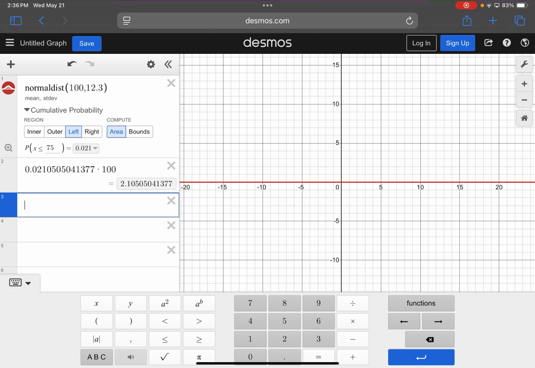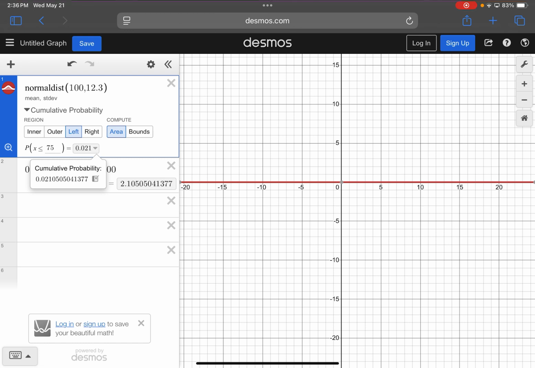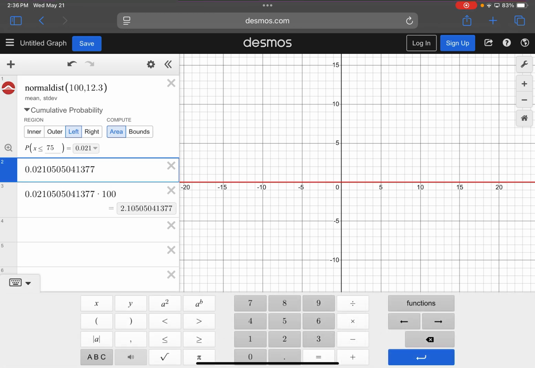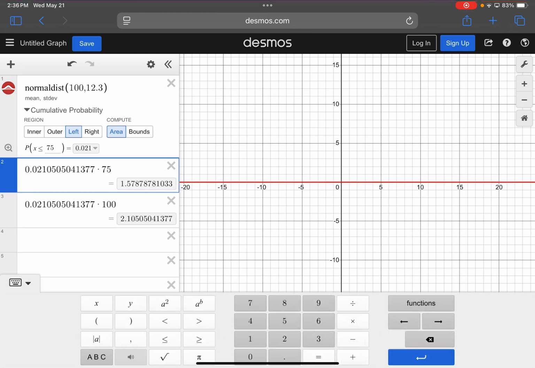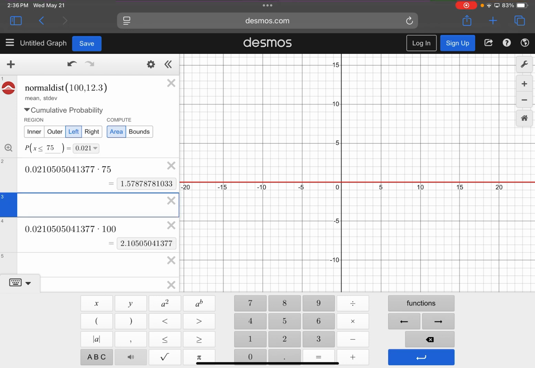So I should take this number, which is the decimal, times 75 people. And you probably talked about that in class. 1.57 people, so that's about 1 to 2 people in this group of 75 will score below 75. So that's how you use Desmos.